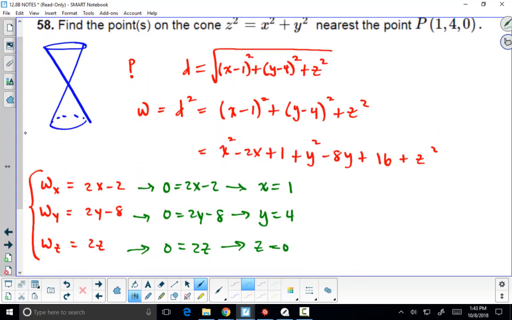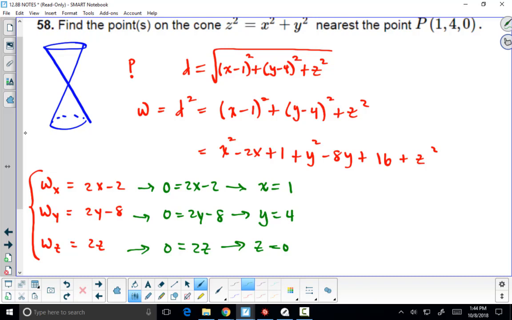Oh, duh. What am I doing? I'm taking the partials of the wrong curve. We're trying to find points on the cone. So the distance function, we're trying to figure out critical points on the cone. So we should be partially differentiating our cone, not the distance formula. So the distance formula is going to be used, but not quite yet. Sorry about that.